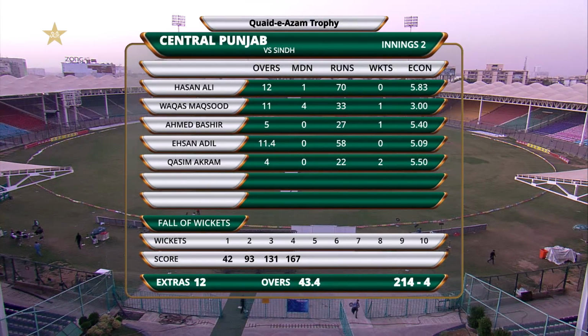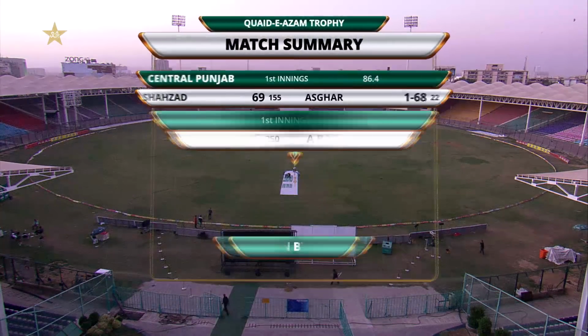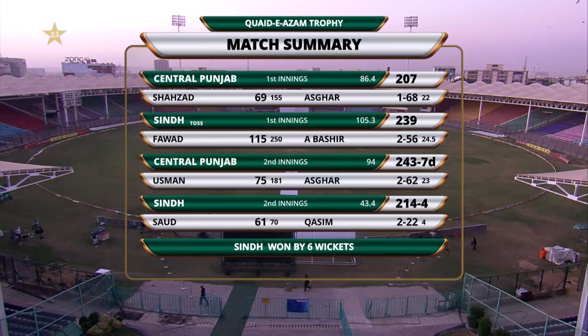Central Punjab's bowling seemed a bit neutralized because there was not much available for them. The spinner got 2 wickets on debut and a wicket each for Waqas and Ahmed Bashir. Just wasn't enough to get those 20 wickets and win this match. 214 for 4 is what the Sindh team scored, and that was enough to win this game.